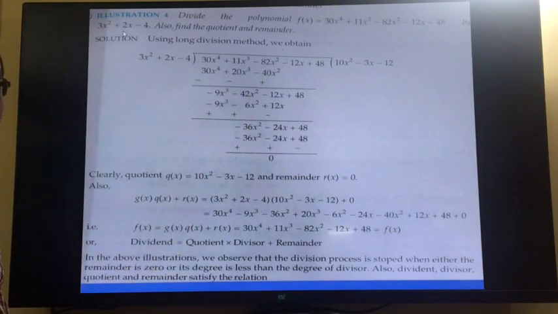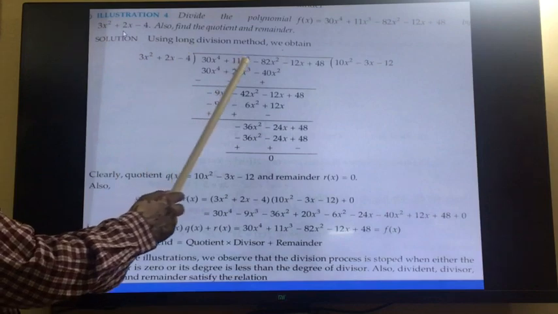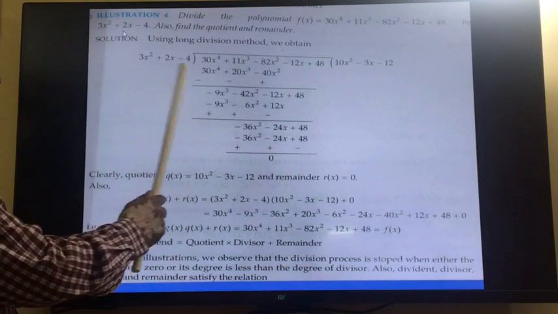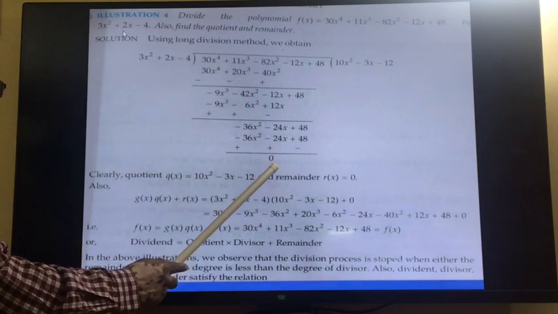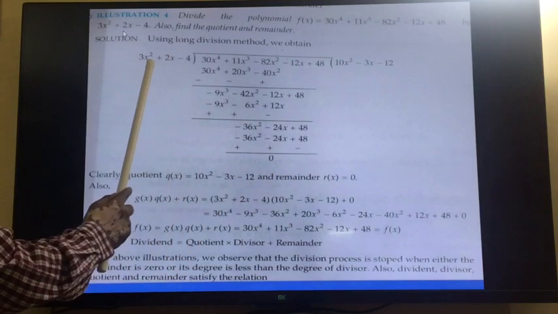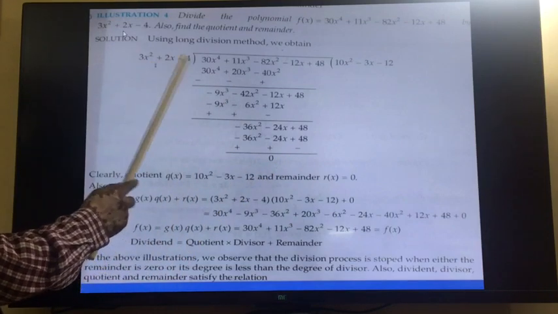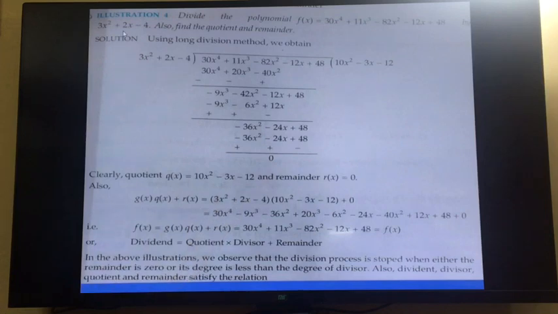Sometimes they can ask, check whether it is a factor of this or not. So what will you do? You will do the long division method and you will find the remainder 0. If the remainder is 0, then you will say the divisor is a factor of this. If the remainder is not 0, it is not a factor.